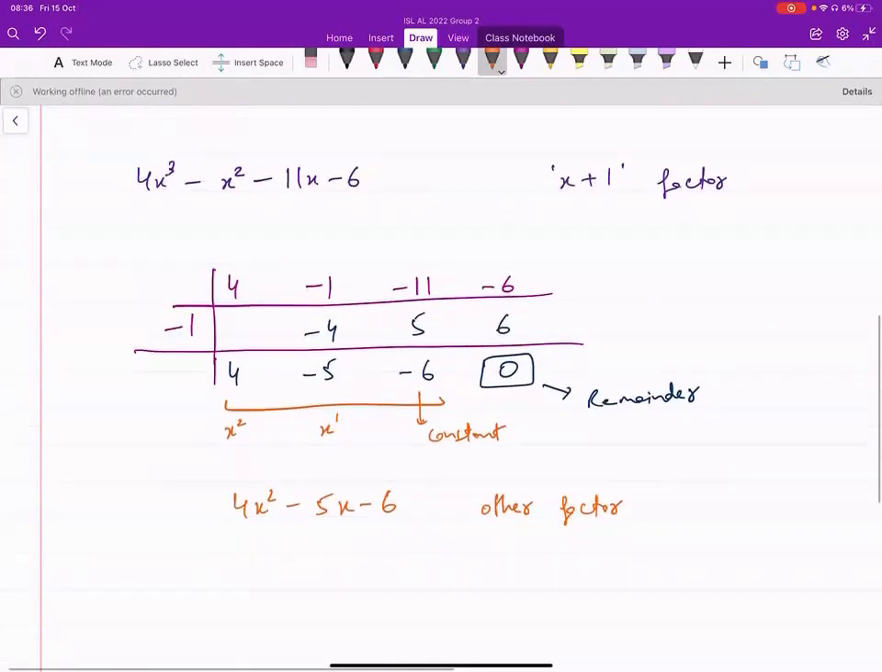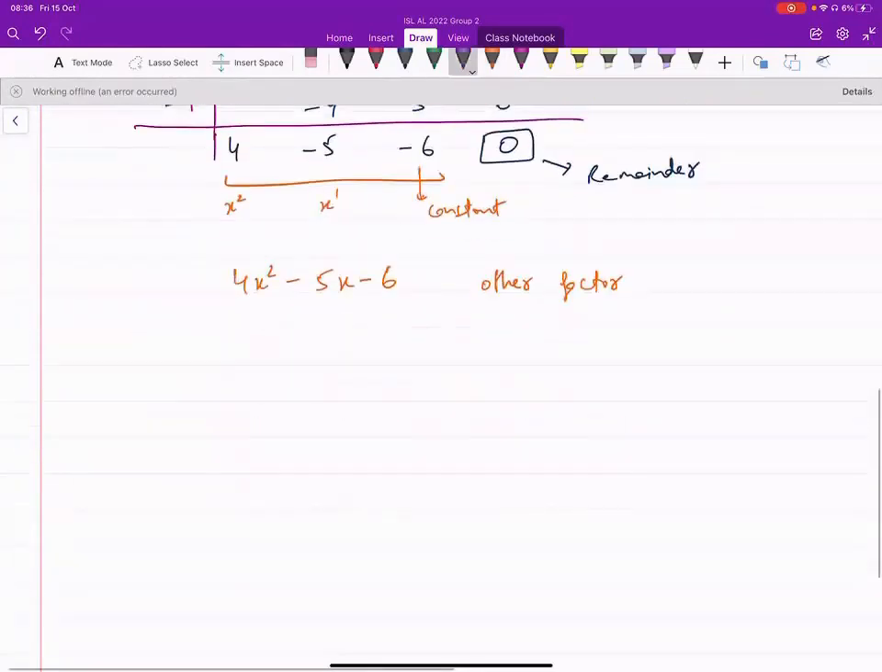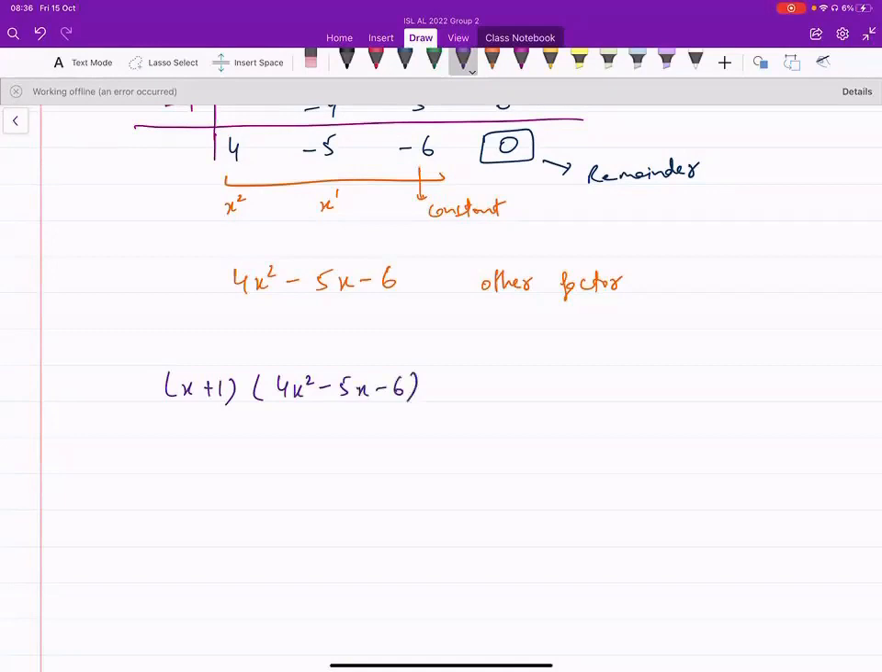One is x plus 1. So that's what we think about now. We've got x plus 1 into 4x squared minus 5x minus 6. And now we think, can we factorize this further?